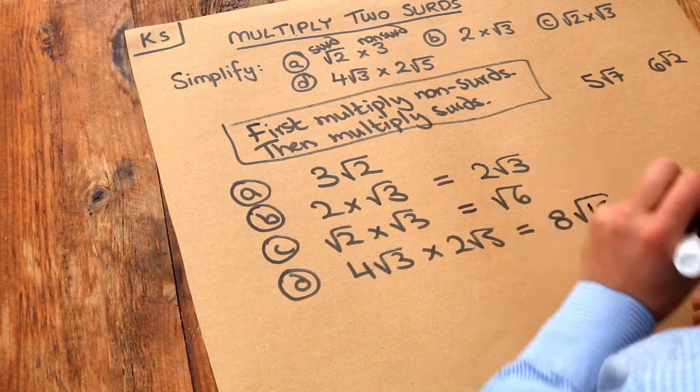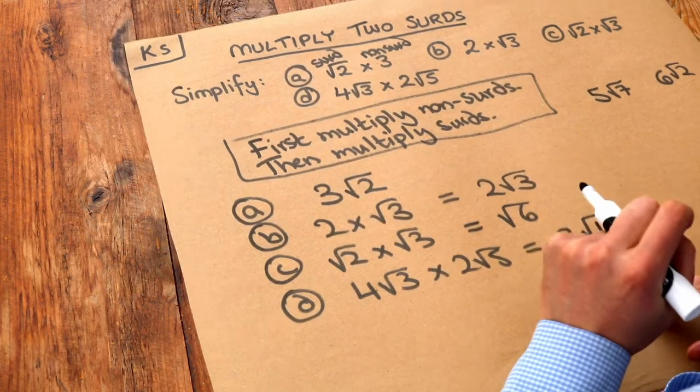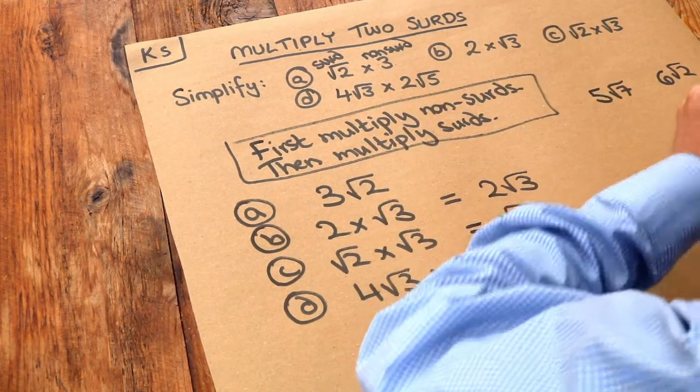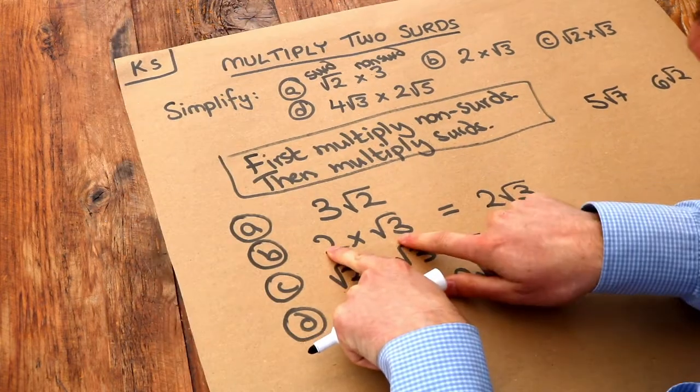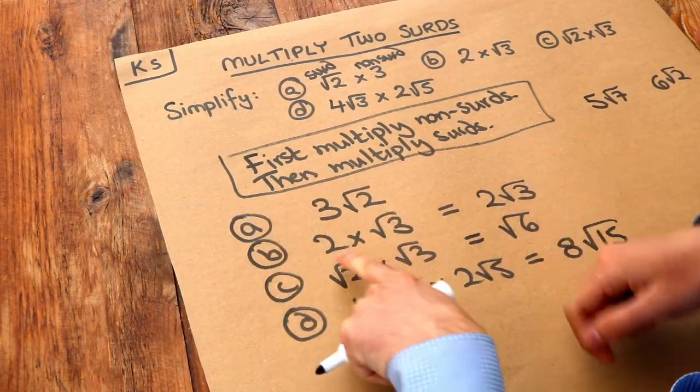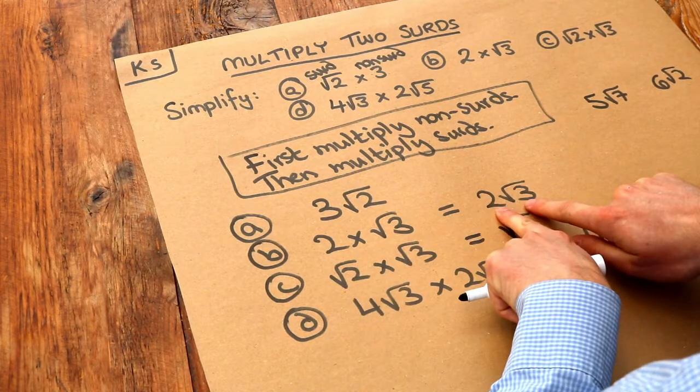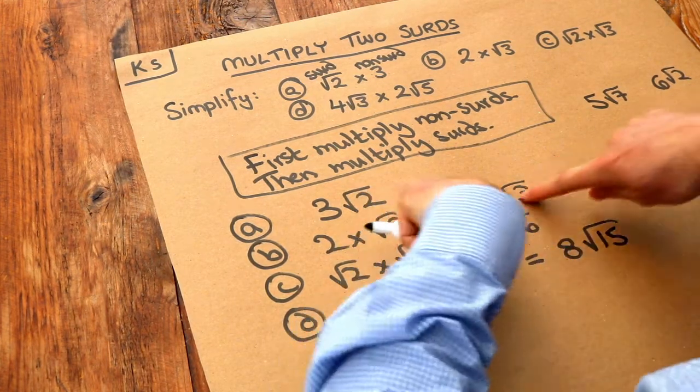So a key point here is that you can only multiply non-surds together, and you can only multiply surds together. You can't combine, for example, the 2 and the root 3 to get root 6. That's a non-surd, that's a surd, so they have to be kept separately, although you can write them next to each other.